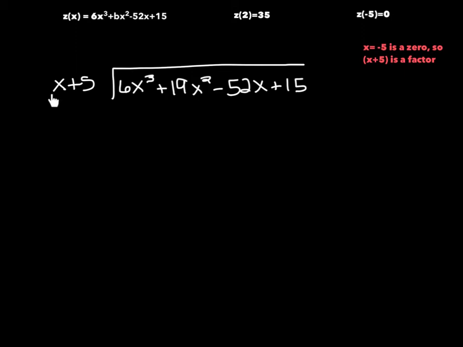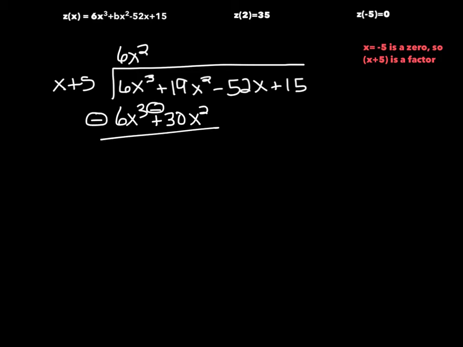So we want to say, what do we multiply x by to give us 6x cubed? Well, we're going to multiply it by 6x squared. So if we take the 6x squared and multiply it to the x and then to the 5, we would wind up getting 6x squared times x is 6x cubed, and then 6x squared times 5 would be positive 30x squared. Now because we're going to subtract, we have to change our sign. So this is going to become a minus and a minus. All right, these will cancel off, and 19x squared minus 30x squared would be negative 11x squared.